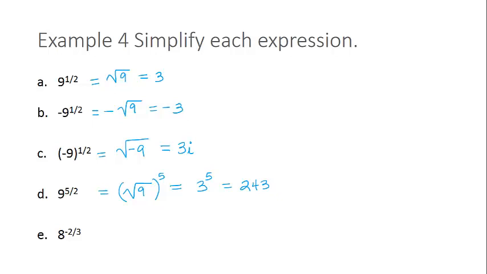Eight to the negative 2/3 is the cube root of 8 to the negative 2. The cube root of 8 is 2. 2 to the negative 2, recall that the negative exponent means to do the reciprocal. That's really 1 divided by 2 squared, or 1 divided by 4.